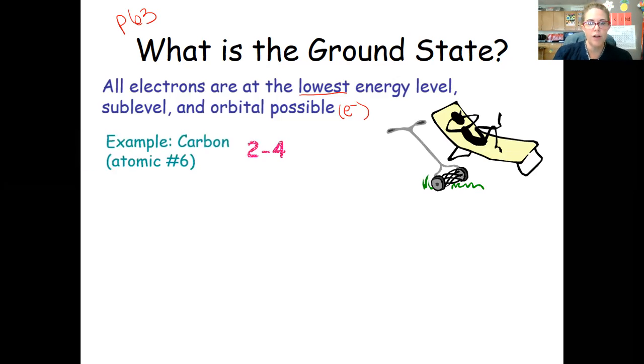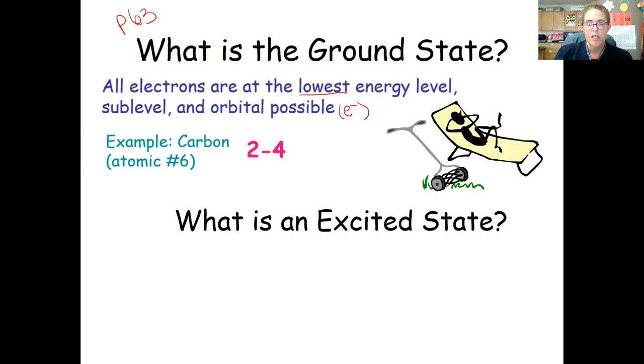For example, our carbon has 2-4. That means I have 2 electrons in the first energy level. Here's my nucleus, so let's do my 6 positive protons and my 6 neutral neutrons. Then I've got 2 electrons in the first energy level, and 4 electrons in the second energy level. Now that's their ground state. That means all the electrons are where they are supposed to be, and it is what is listed on the periodic table. Listed on your periodic table is the ground state.